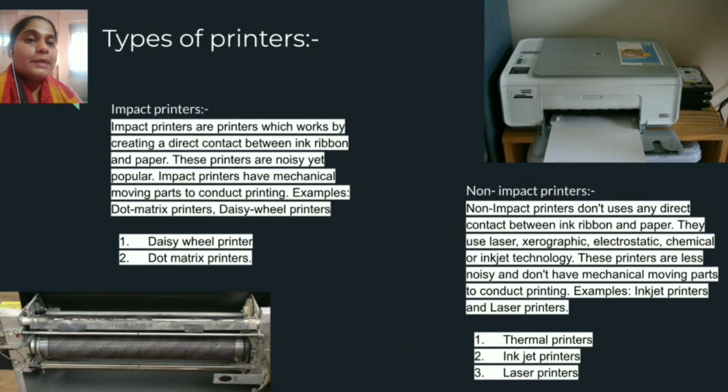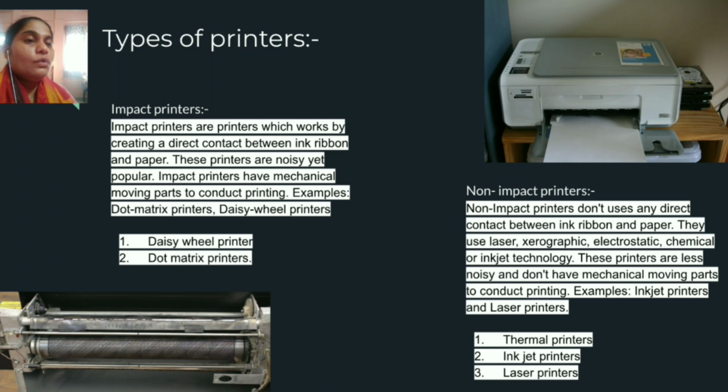Now next are types of printers. Students, generally we have two types of printers: impact and non-impact printers. Impact printers are the printers which work by creating a direct contact between ink ribbon and paper. These printers are noisy yet popular. Impact printers have mechanical moving parts to conduct printing. Examples: dot matrix printers and daisy wheel printers. Students, impact printers have physical contact between the ribbon and the paper and are noisy too.